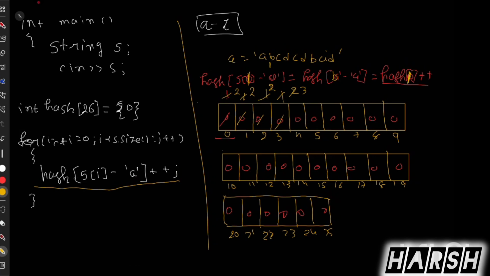This is how this loop will work, and at last from the user I declare an integer variable, let's say q for queries. I take input from the user of q and return hash of q minus 'a', and this will be my answer.